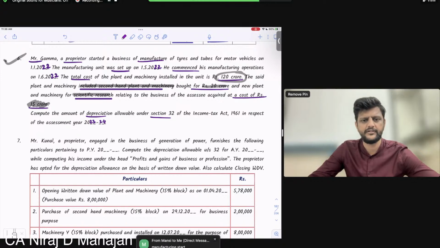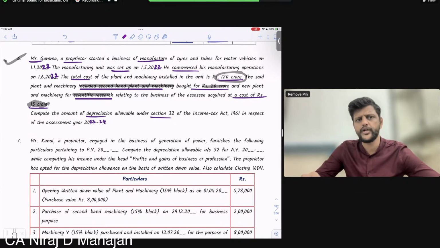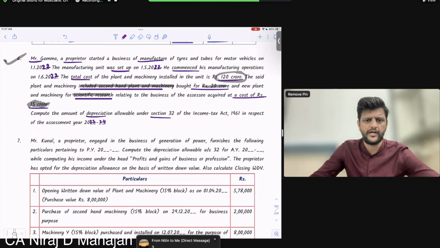Date, but dates are different, Nitin. See, first of all, if you remember chapter number 1, basics we have done, your PY can be less than a year. Okay, Nitin, so it need not always be 12 months. Now he's starting some business in January. The unit was set up in May and the manufacturing is starting in June.